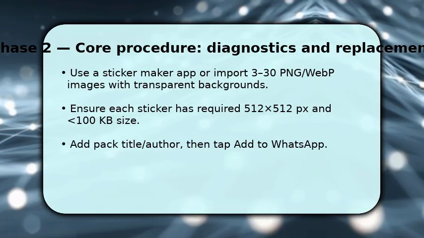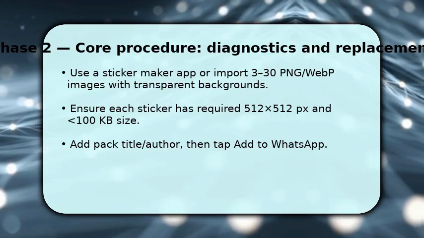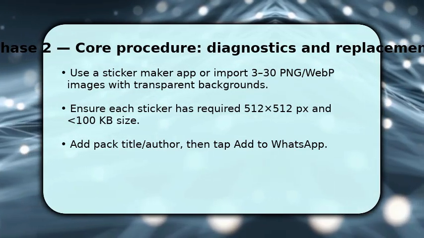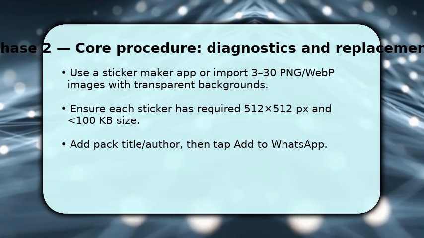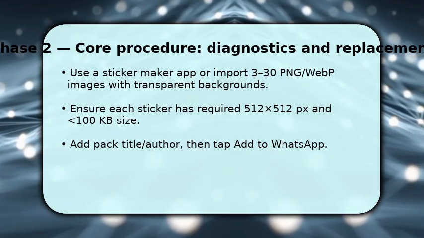Once you've arranged 3 to 30 stickers, give the pack a title and an author name for identification. Then tap Add to WhatsApp. The app will register the pack and hand it over to WhatsApp.